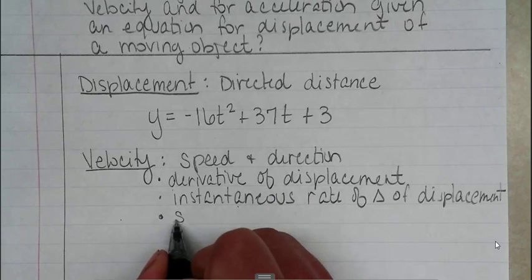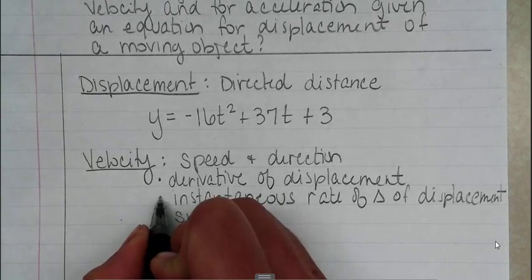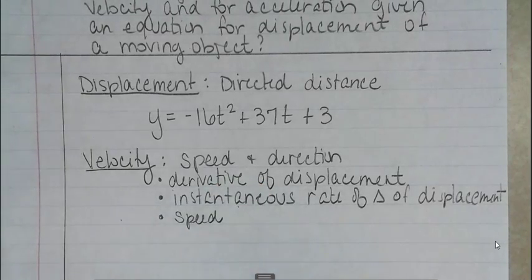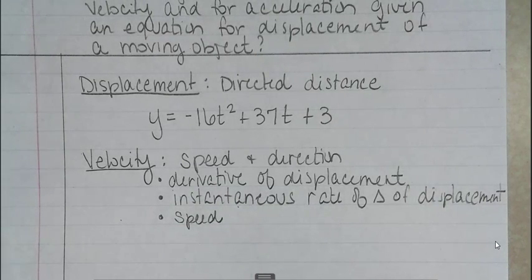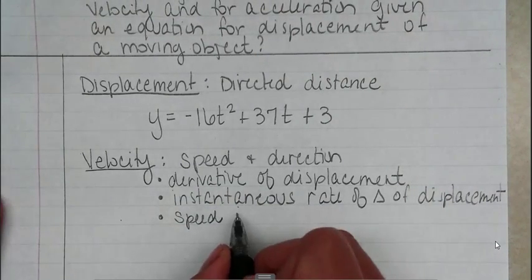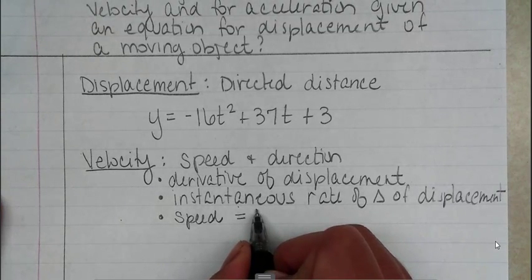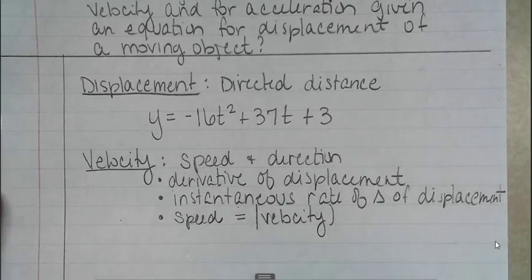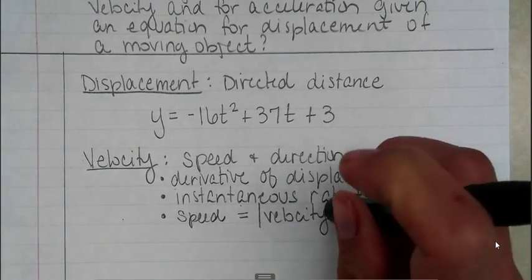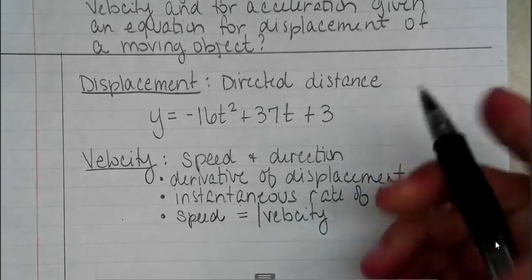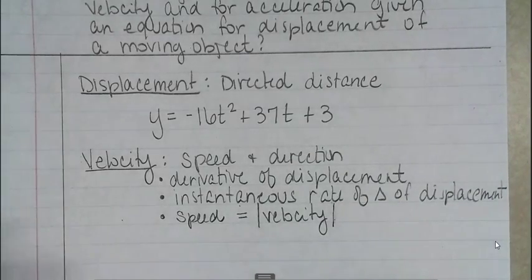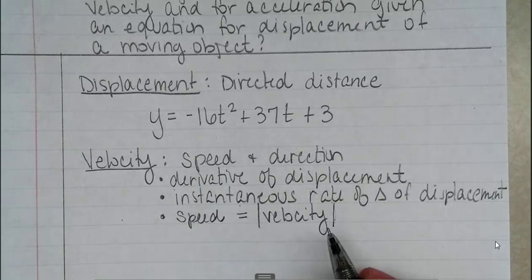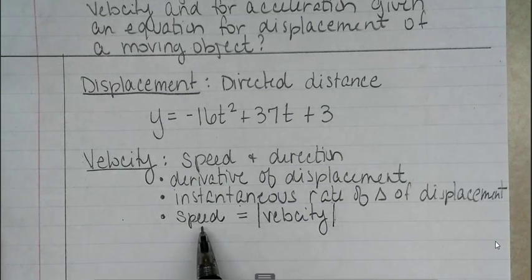If we're talking about the speed, there's not really a direction with speed. So if you wanted to think about the speed, then basically you want the absolute value of velocity, because velocity is going to have a direction. If you're moving forward, it's positive. If you're moving backward, it's negative. So if you're just talking about speed, it doesn't matter what direction you're going in.